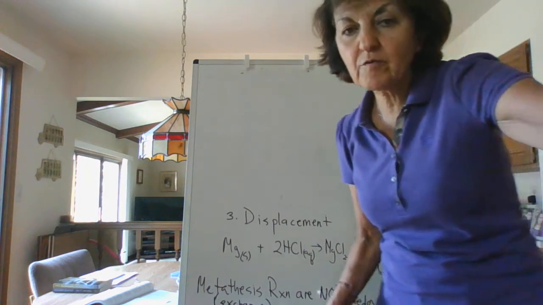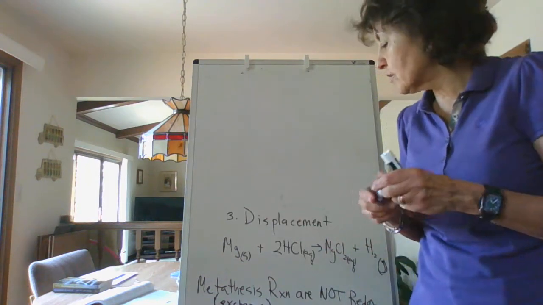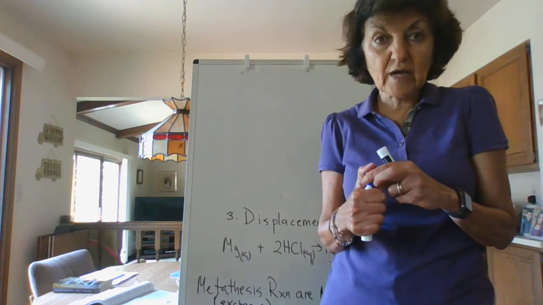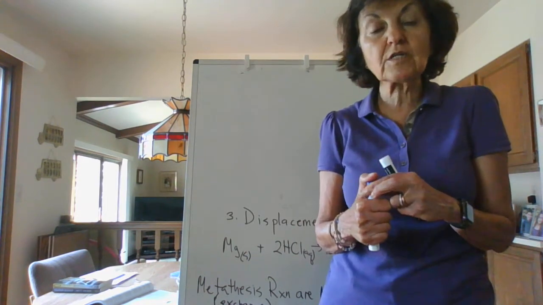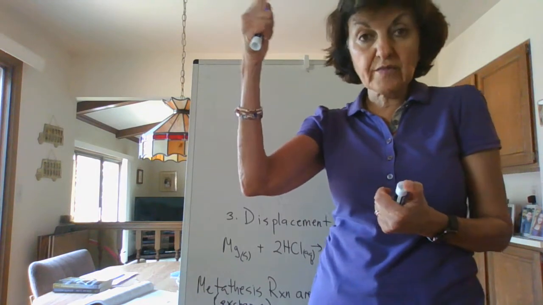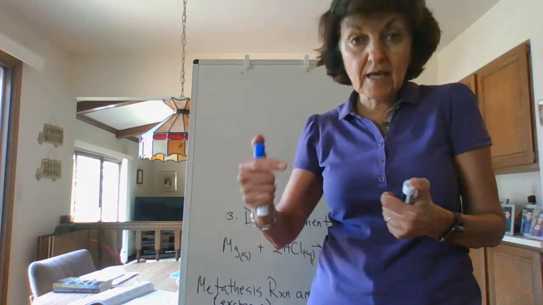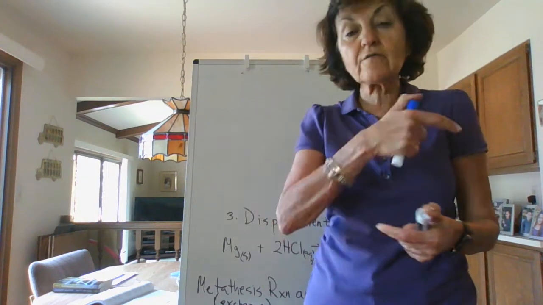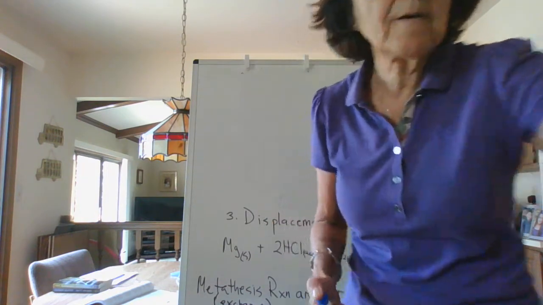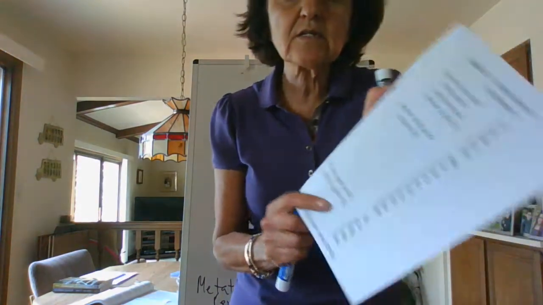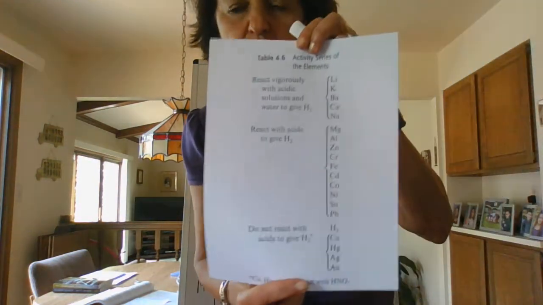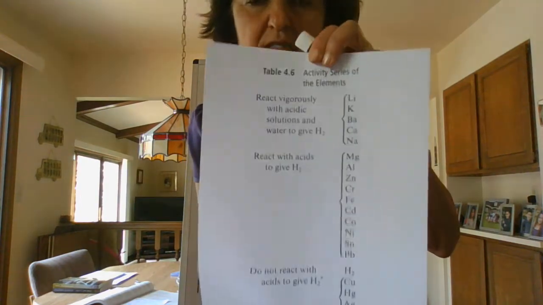Here's a displacement reaction. Now, before I get into relating this to redox, what exactly are displacement reactions? In a displacement reaction, an element that is higher on the activity series can kick an element that is lower out of the compound and replace it. The activity series is in your book. It is table 4.6.